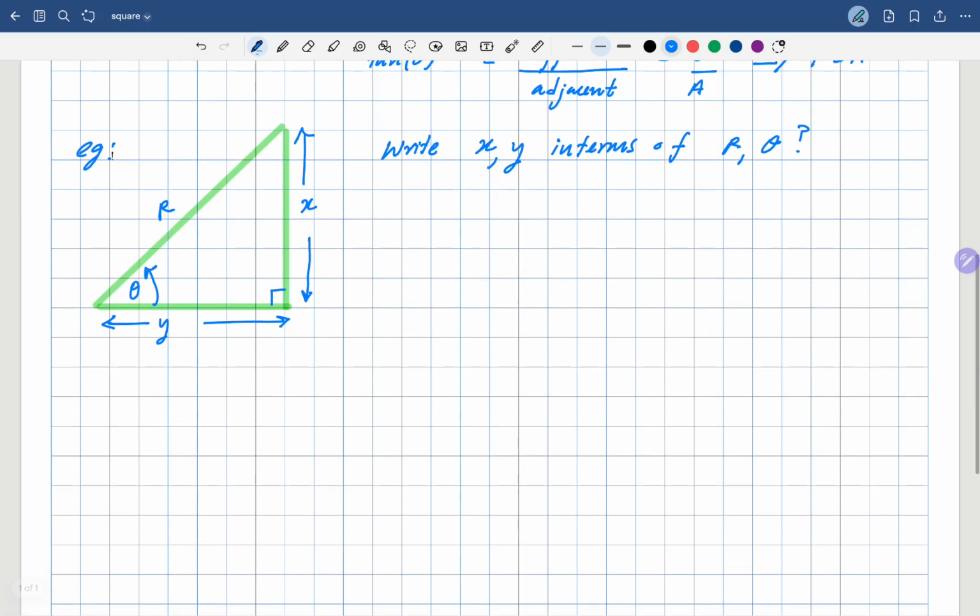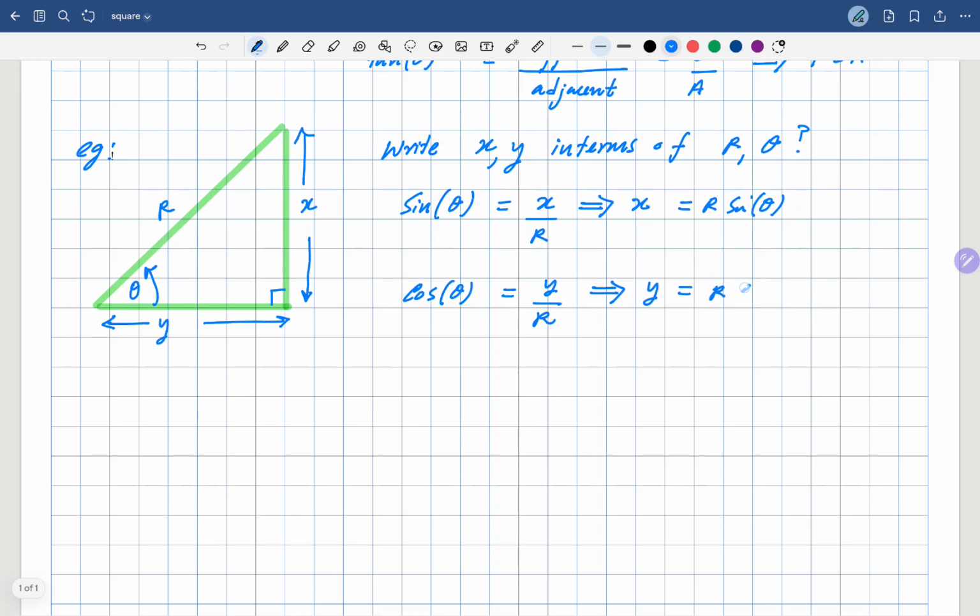So what we do is, to find X, we define sine theta. So that is going to be X divided by R, opposite divided by hypotenuse. So from here you subject X, and that X is going to be R sine theta. Similarly, cos theta is Y divided by R. So Y is going to be R cos theta. So what we did was we cross multiplied this in here. So that way you can isolate X and Y.